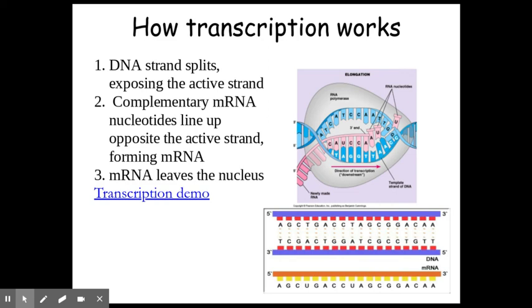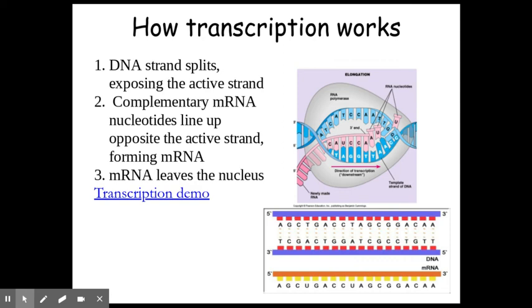So DNA is going to split, if you look at the picture at the top right hand corner, and it exposes a site, and that site is called the active strand. And then you have a complementary mRNA, the nucleotides line up opposite the active strand, and that forms your mRNA. So in the picture, the blue is your DNA and the pink is your mRNA being made.